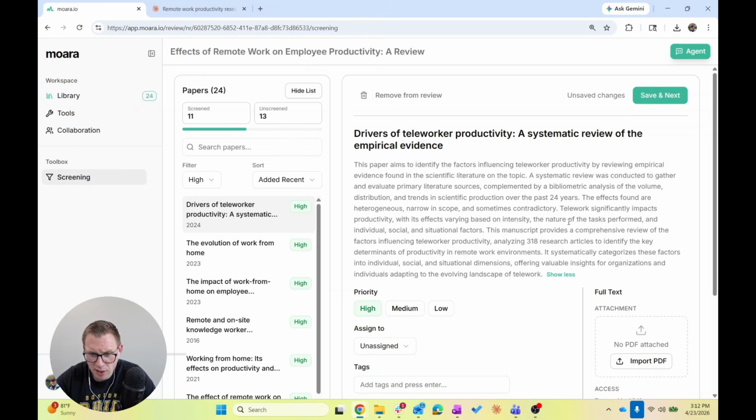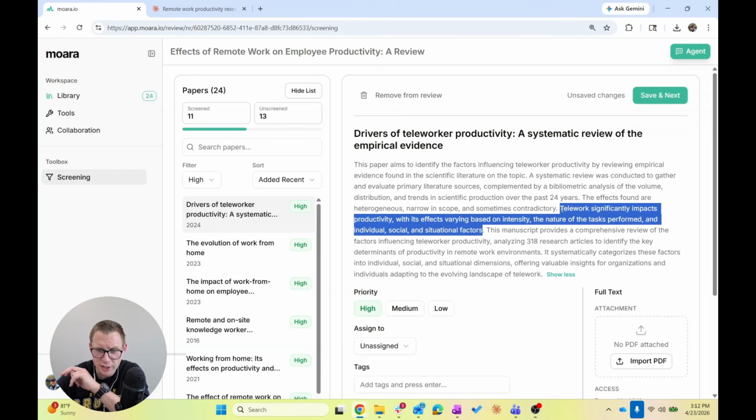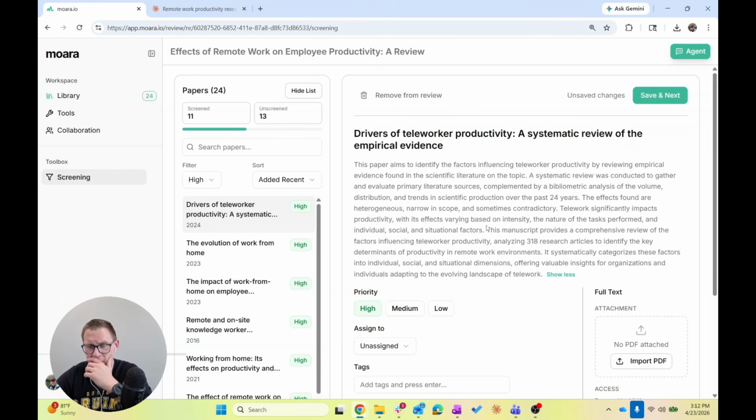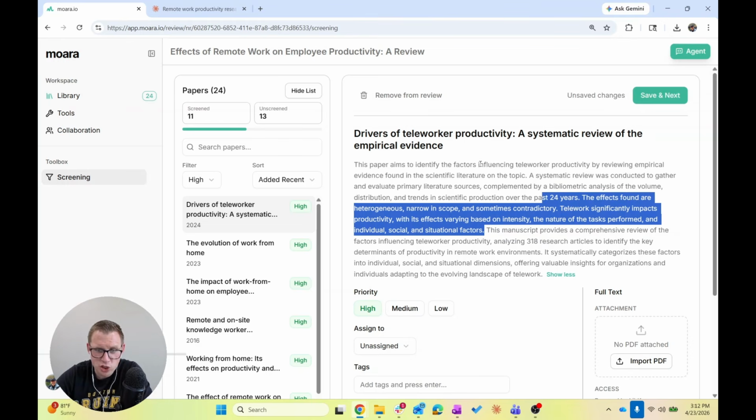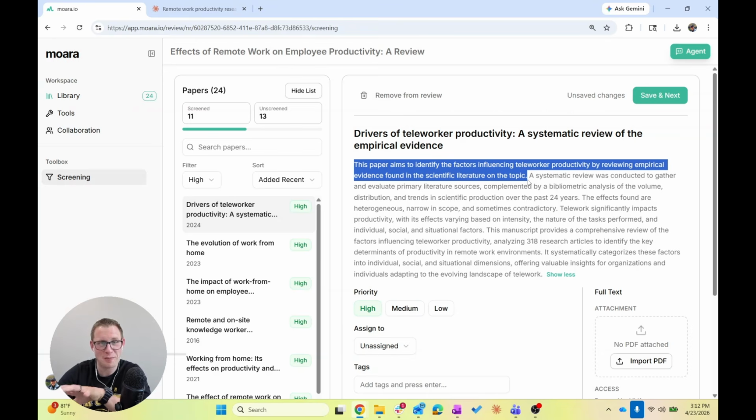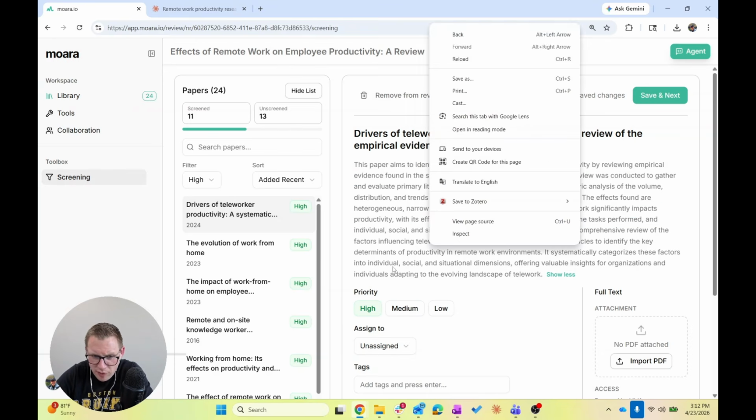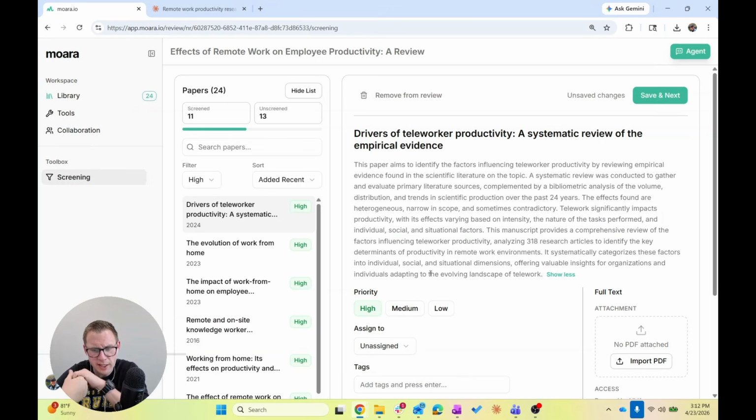Heterogeneous, narrow in scope, telework significantly impacts productivity, with its effects varying based on intensity, the nature of the task performed, individual. Okay, so based on that sentence, that initial instinct could be wrong. This manuscript provides, this might actually be something that the search engine took a look at, decided that my concern about it was what the topic was about. In fact, there could be some really good data here. Comprehensive review of the factors influencing teleworker productivity, analyzing 318 research articles to identify the key determinants of productivity in remote work environments.